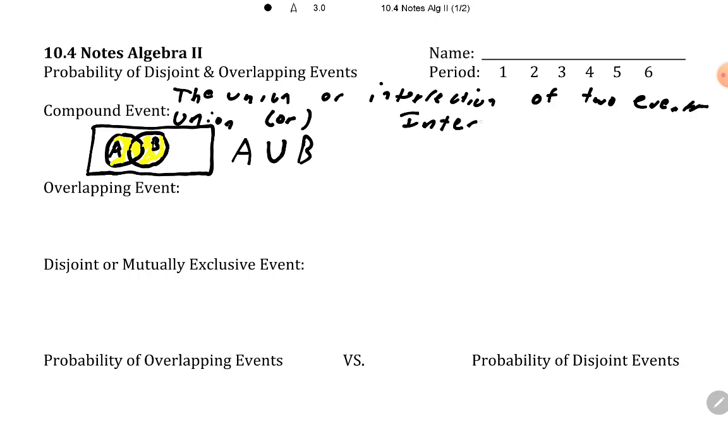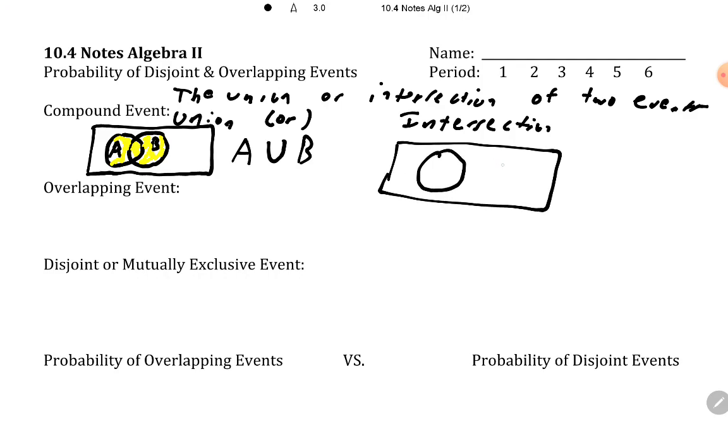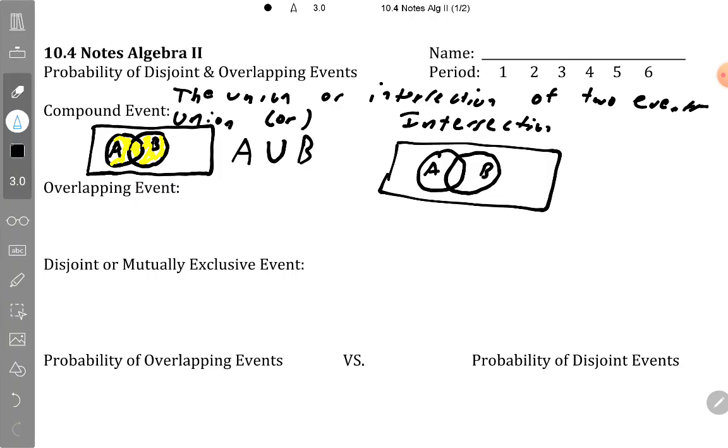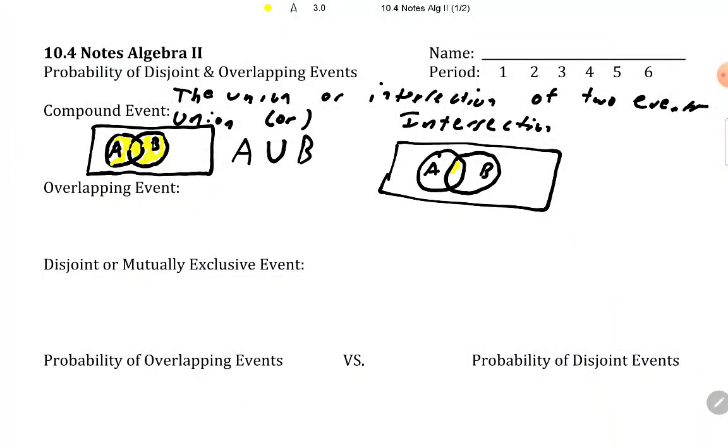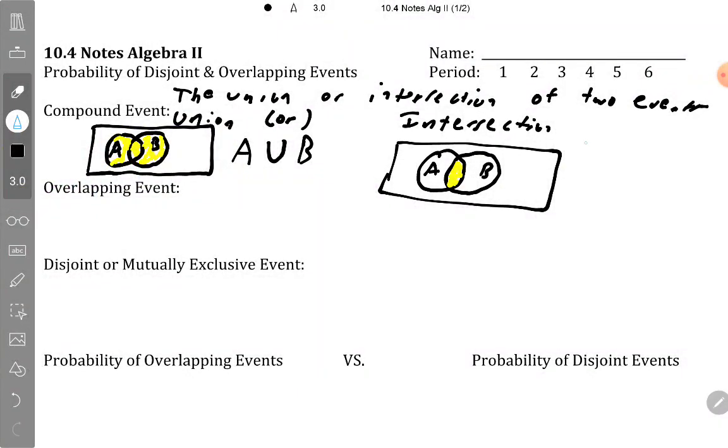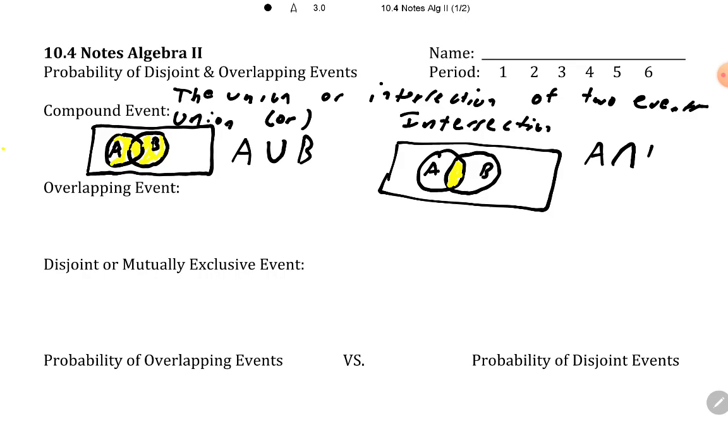And then we have the intersection. Here's A, here's B. The intersection is just this piece in the middle where they overlap. This is denoted as A intersect B, which is an upside down U, and they use the term and. So if it's an intersection, it's A and B. If it's a union, it's A or B.